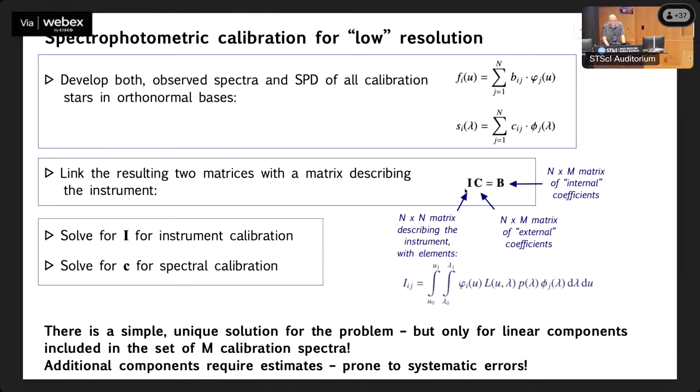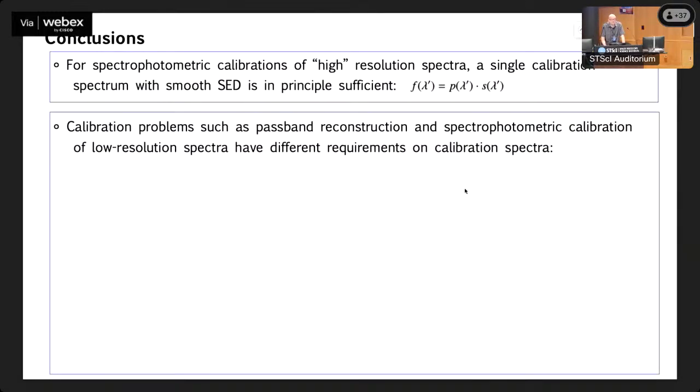The point is, again, this transformation between the observed spectra and the spectrophotometric distributions is limited in its knowledge to the basis spanned by the calibration spectra. And everything outside this range needs to be guessed, so this calibration becomes very prone to systematic errors again. I'm coming to the conclusions.